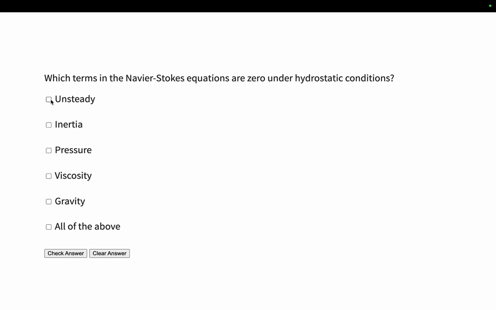So basically here you don't have an unsteady term. We don't have an inertia term because the velocity is zero. Viscosity is not there because the velocity is zero.